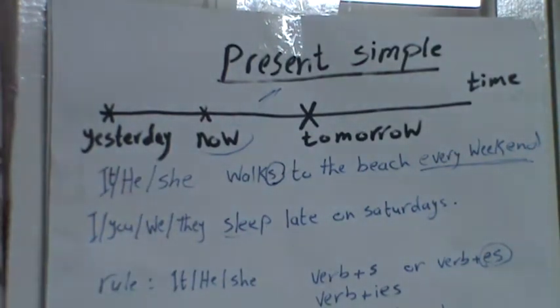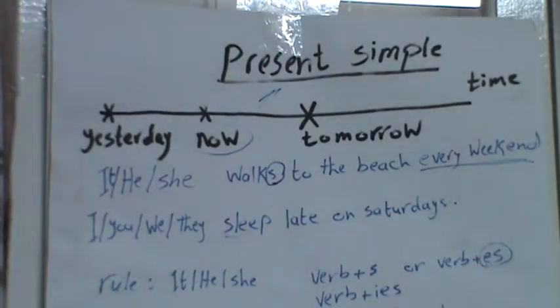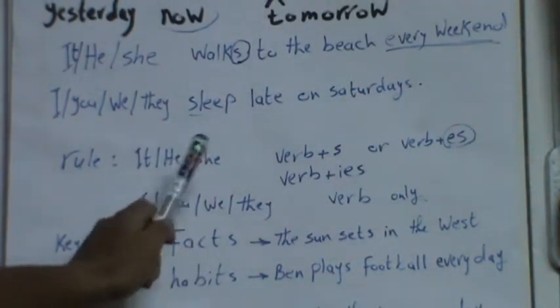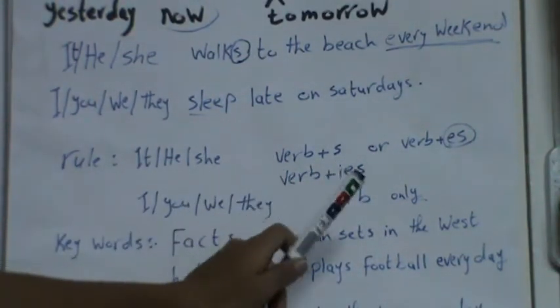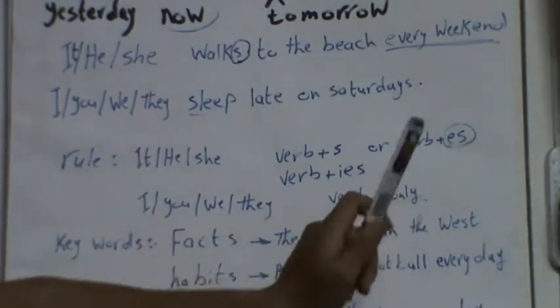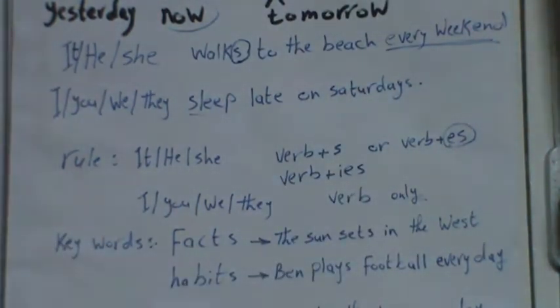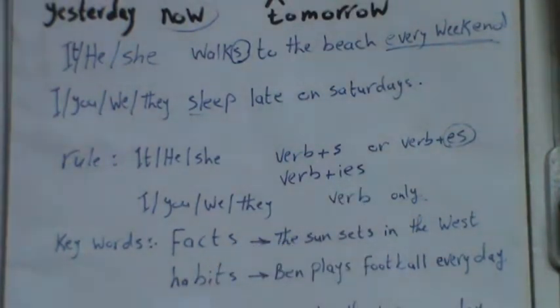So when we use pronouns like I, you, we or they in the present simple, we don't put s after the verb. So our first rule depends on the pronouns you use. When we use the pronouns it, he or she, we use the verb plus s. Also we have some verbs where we put es after the verb, or verbs that take ies after the verb. And for our second group of pronouns, I, you, we or they, we use the verb only.